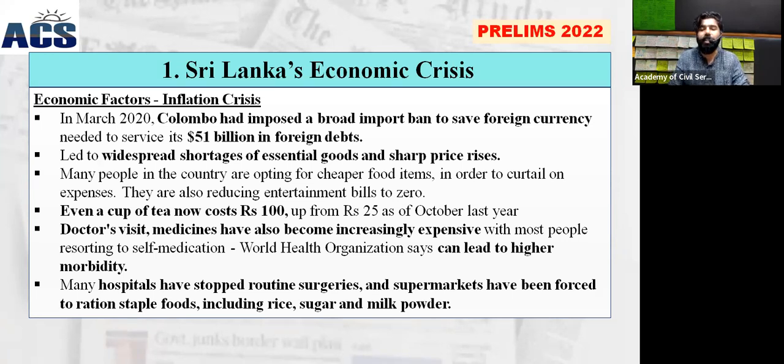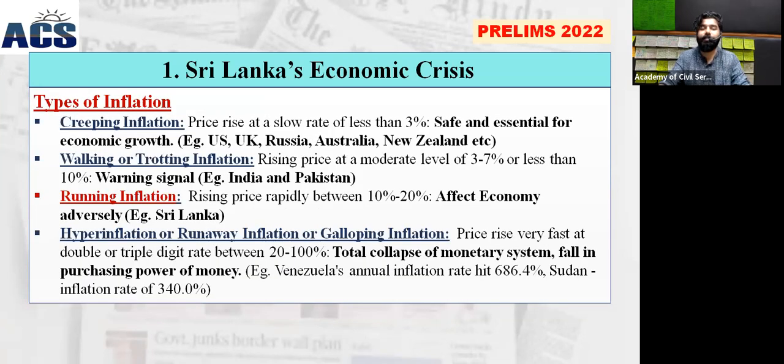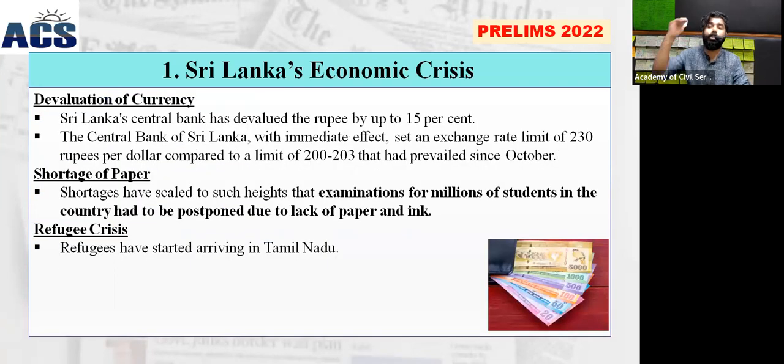So many hospitals in Sri Lanka stopped surgeries because of the shortage of equipment and essential medicines. Supermarkets were also forced to ration staple foods, including rice, sugar, milk, and power. So the shutting down of these basic amenities and hospital services has affected the lives of the people. There's a shortage of power.